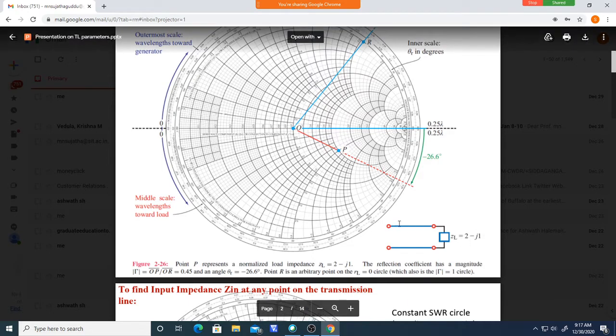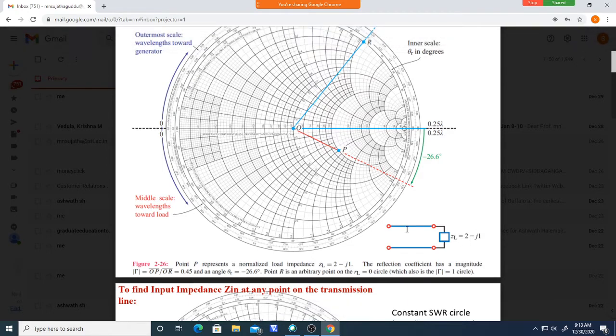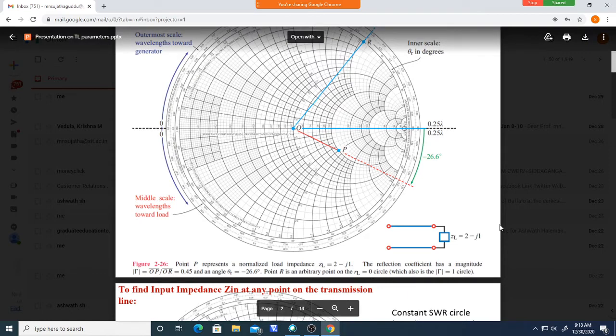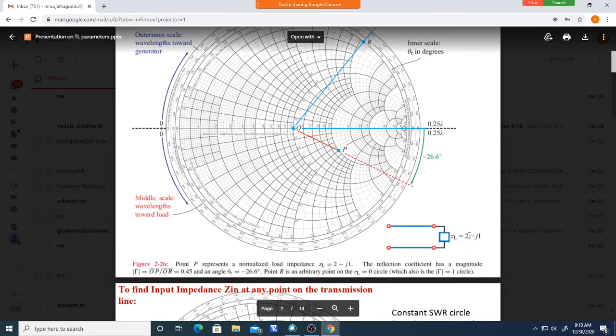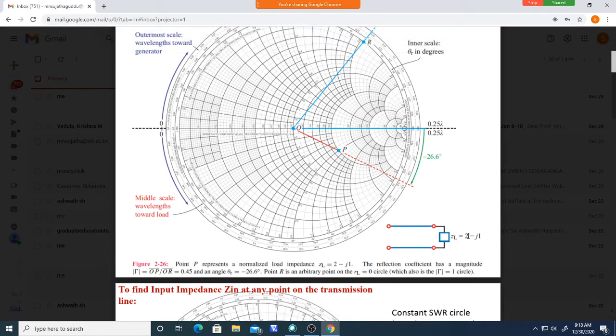The characteristic impedance is 50 ohm, it is given, and dividing the given impedance by 50 ohm, we got this normalized impedance 2 minus J1. To find the reflection coefficient graphically, we have to mark this normalized impedance on the Smith chart. So this is a point here. This is the one. Here R is equal to 2, that means the resistance value is 2.